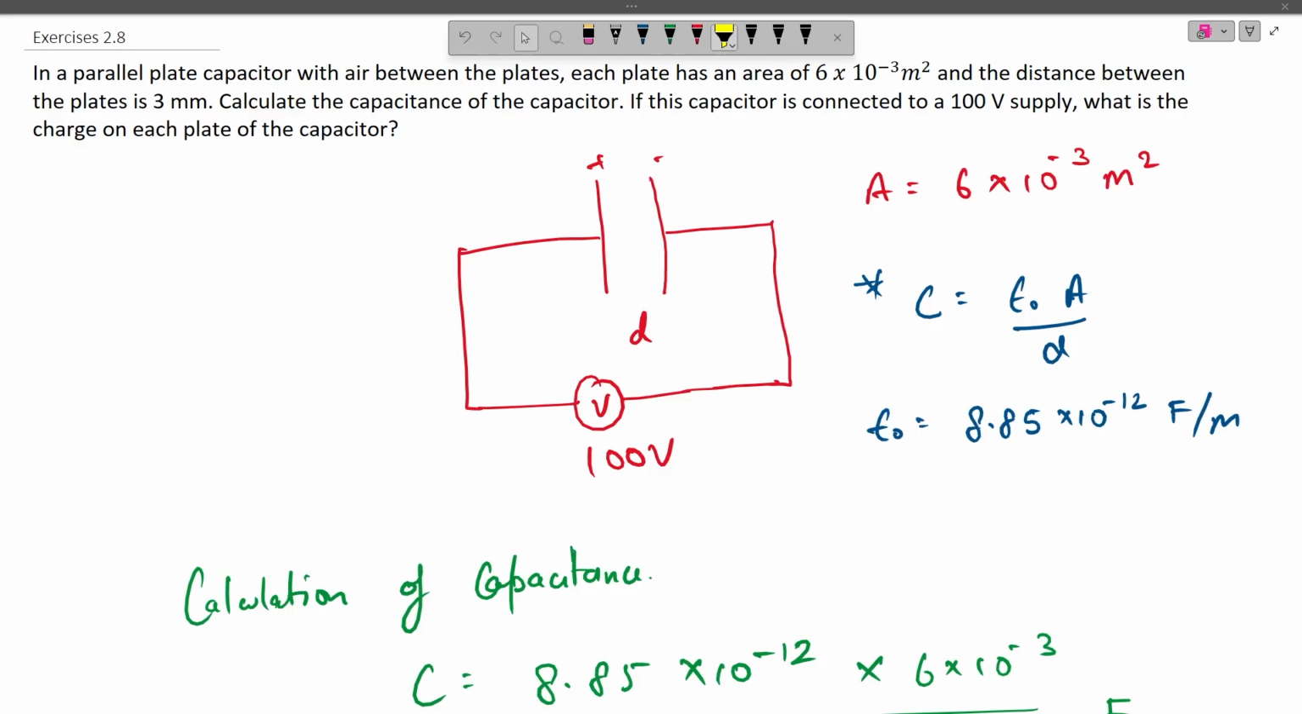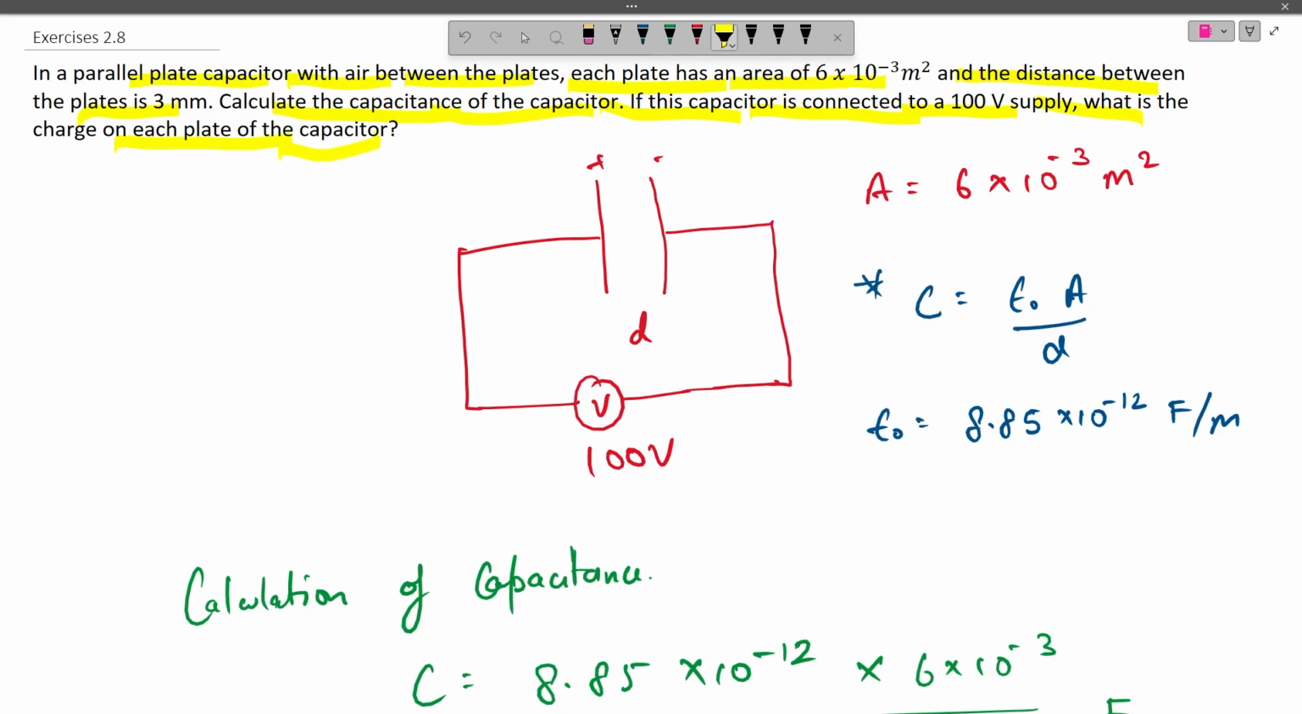The question says that in a parallel plate capacitor with air between the plates, each plate has an area of 6 × 10^-3 meter squared, and the distance between the plates is 3 millimeter. Calculate the capacitance of the capacitor. If the capacitor is connected to a 100 volt supply, what is the charge on each plate of the capacitor?